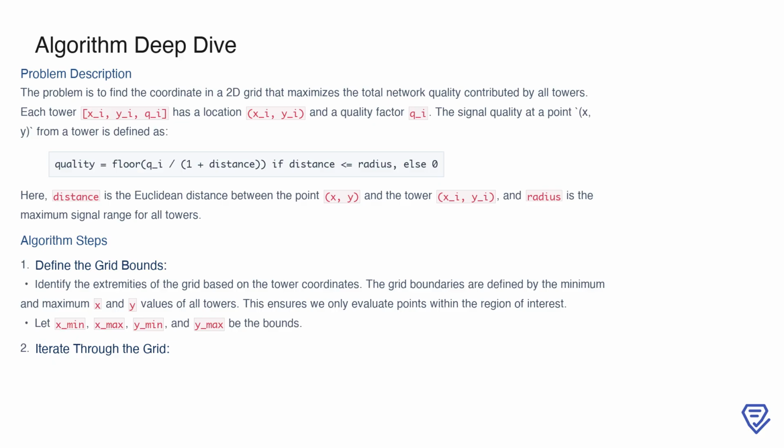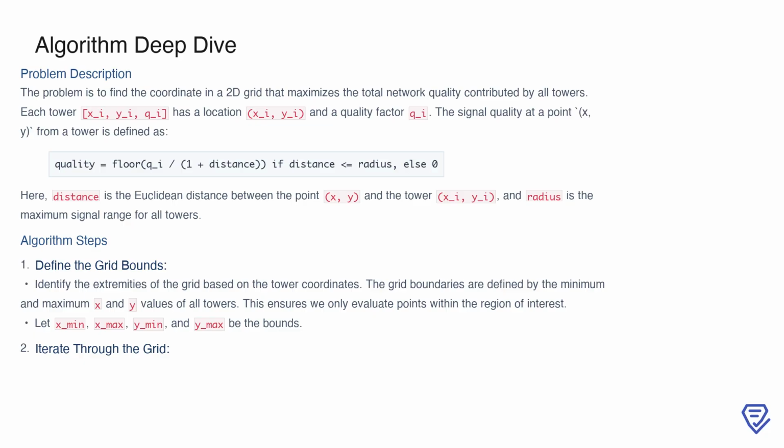To solve this problem, we need to determine the coordinate in a 2D grid that maximizes the total network quality generated by a set of towers. Each tower is defined by its position, x_i, y_i, and a quality factor q_i. The signal quality at any grid point, x, y, depends on the distance to the tower and the quality factor of the tower. Specifically, the quality is calculated using the formula floor of q_i / (1 + distance), but only if the distance is within the tower's signal radius. If the distance exceeds the radius, the contribution of that tower to the network quality at that point is zero.